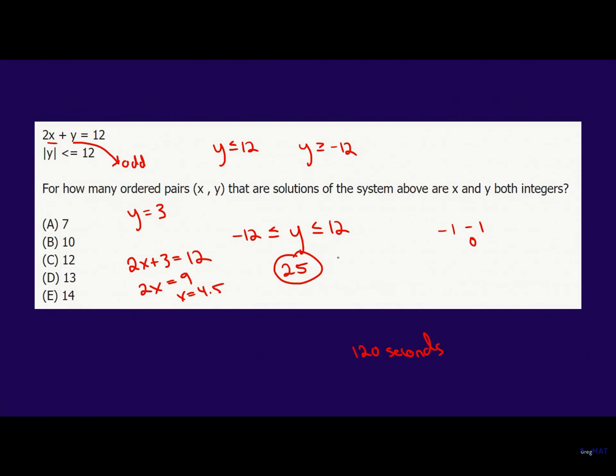You could even brute force it if you want to. Negative 12, negative 10, negative 8, negative 6, negative 4, negative 2, 0. Greg, 0 is not even. 2, 4, 6, 8, 10, and then 12. All right, let's count them up. 1, 2, 3, 4, 5, 6, 7, 8, 9, 10, 11, 12, 13. Correct answer is D. Cool.